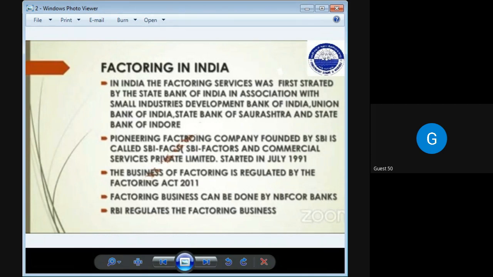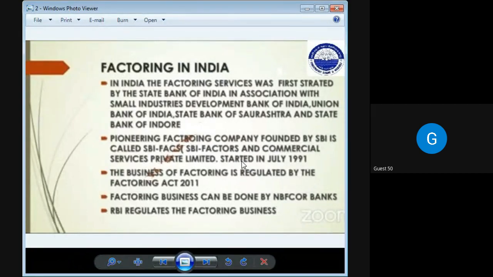For providing factoring services, working as a factor in India, SBI set up SBI Factors and Commercial Services Private Limited in the year 1991. That's why I am telling you that factoring services are given by banks and non-banking financial institutions. Both of these institutions, the bank and the non-banking financial institution, are known as an agent or factor.